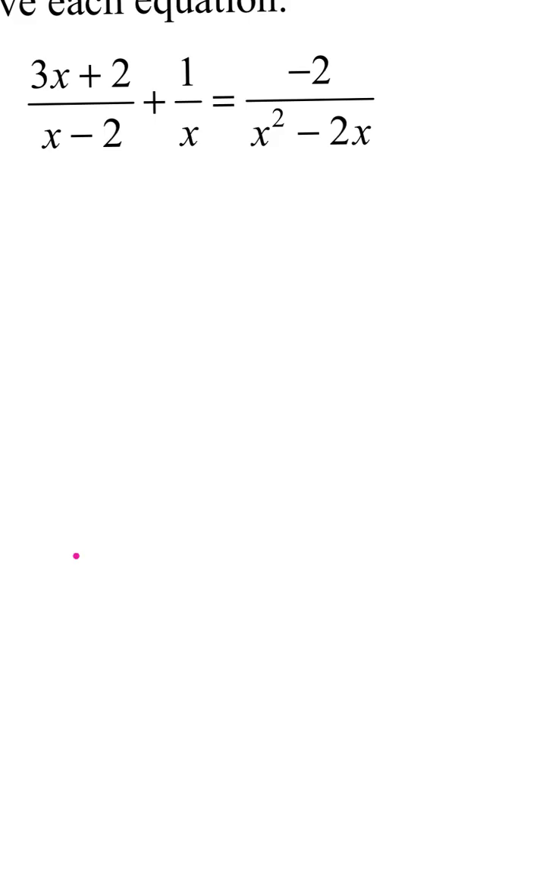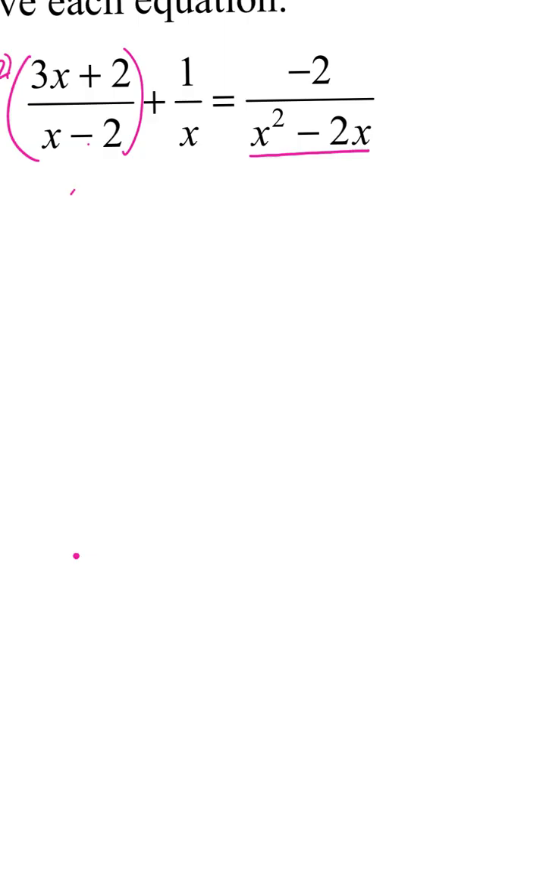All right, so we have x minus 2 and x, and we have x squared minus 2x. Well, keep in mind, if I were to multiply this x times x, I'd get x squared, and x times negative 2 would give me this. So this piece right here is actually your least common denominator. So I'm going to say, I need to multiply by x times x minus 2.